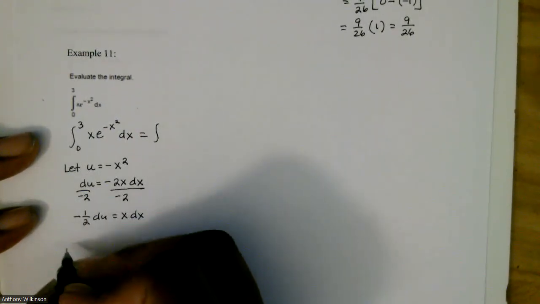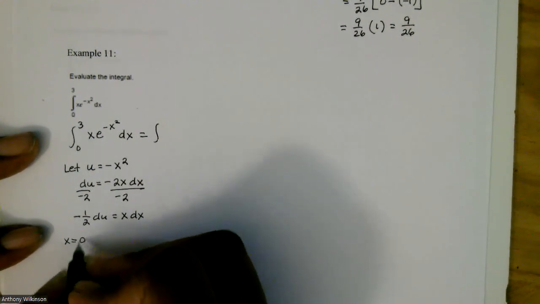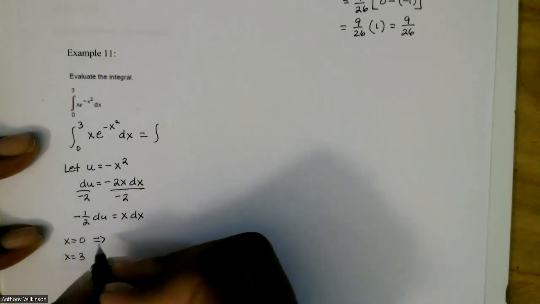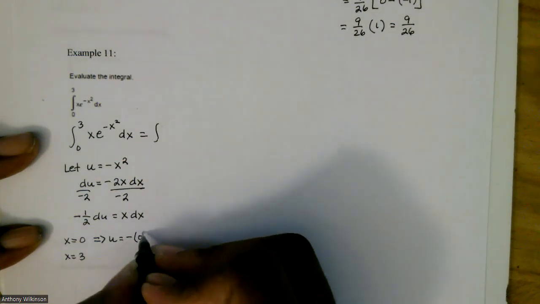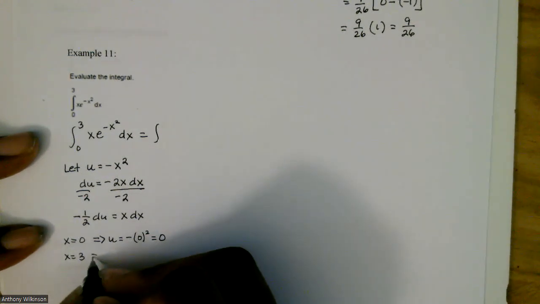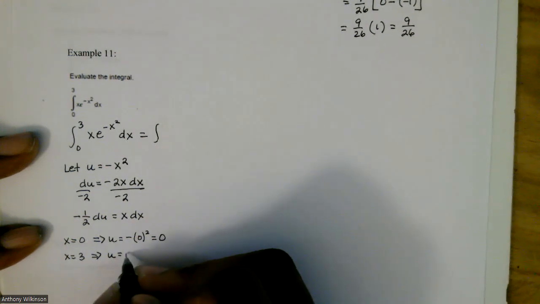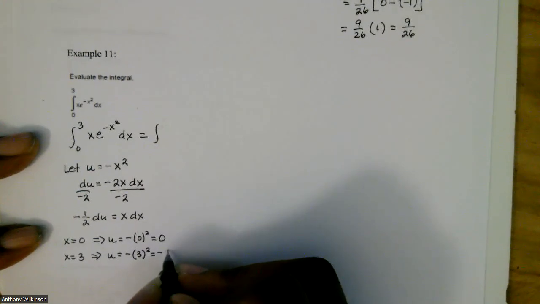Well, then u is equal to negative x squared. So x is equal to 0, that's the lower limit, and x is equal to 3. If x is equal to 0, your u will be negative of 0 squared, that's just going to be 0. And then for x equal 3, that'd be negative of 3 squared, that'd be negative 9.